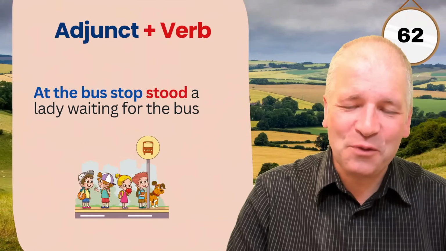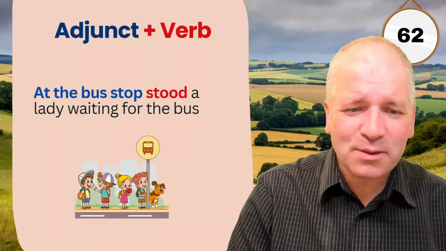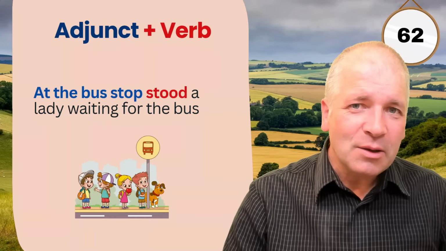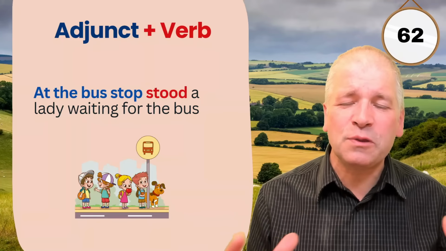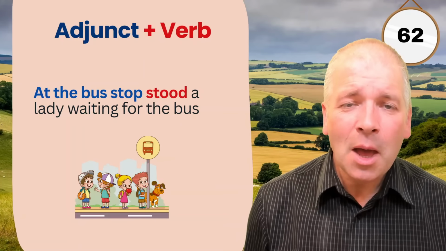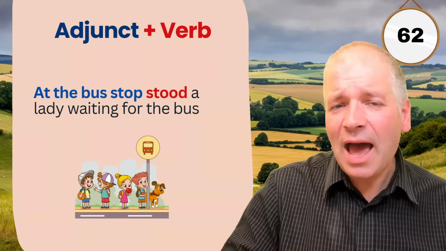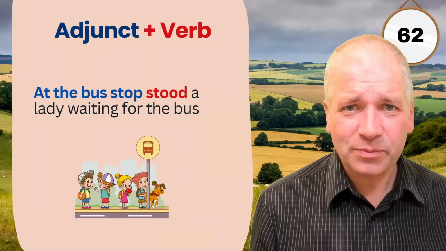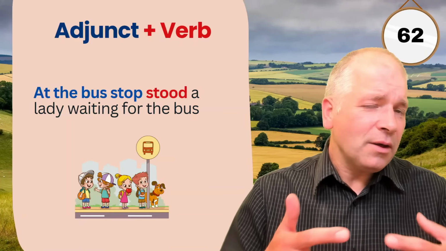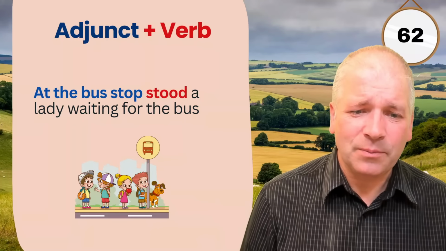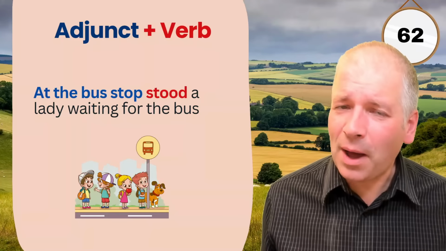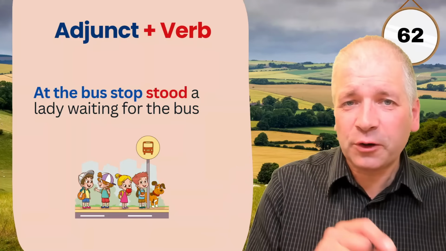Adjuncts followed by verbs look like this. At the bus stop stood a lady waiting for the bus. We have this sentence form where we can use these adjuncts, these phrases that look like adverbials. But we can add them and then we can have a verb straight afterwards, without having the subject. It's almost as if the sentence has been turned upside down. It should really mean a lady stood waiting for the bus. But we have this structure, adjunct followed by verb.